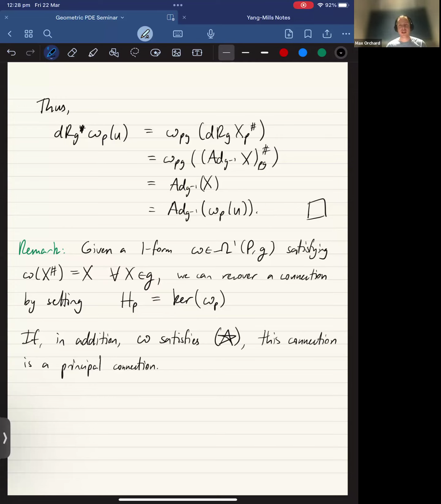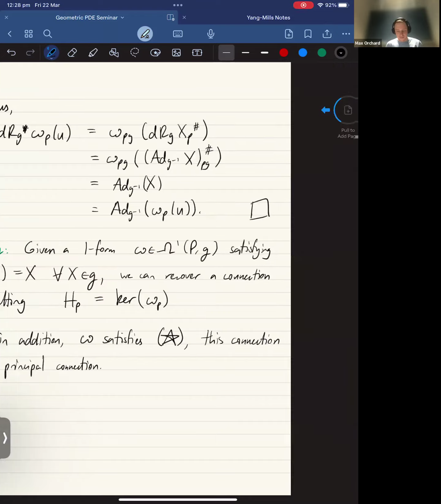So this formulation is an equivalent way of looking at connections. And it's a bit more concrete. So we're going to be using this formulation from now on. Now, I'm just going to give one quick example here. We looked at this thing in the last talk called the Maurer-Cartan connection.